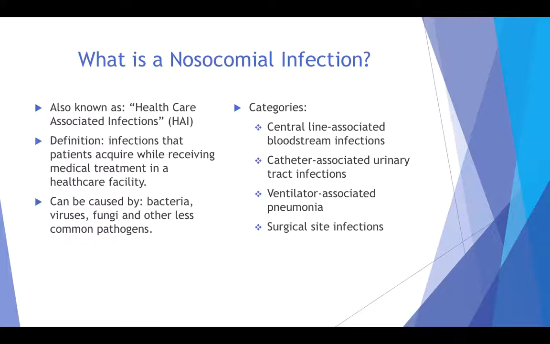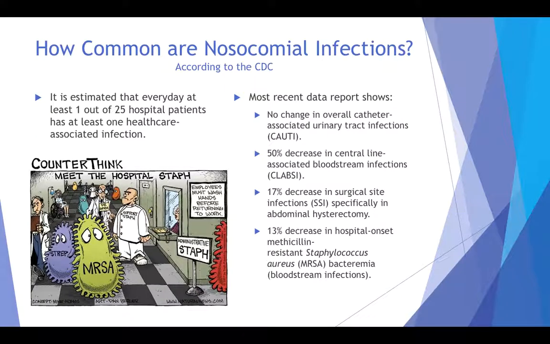Given that modern healthcare has advanced in such a way that more invasive devices and procedures are being used to treat patients, infections arise from the use of these invasive devices, such as ventilators and catheters. Which brings us to the categories. These nosocomial infections can be categorized according to their site of infection. And the four main categories are central line associated bloodstream infections, catheter associated urinary tract infections, ventilator associated pneumonia, and surgical site infections.